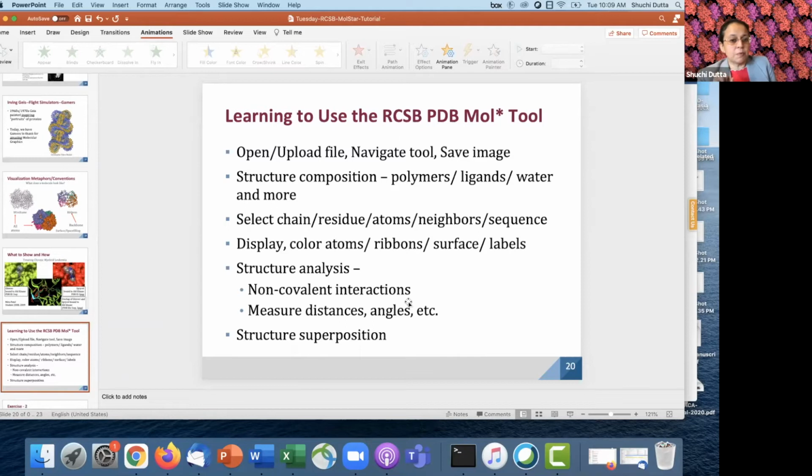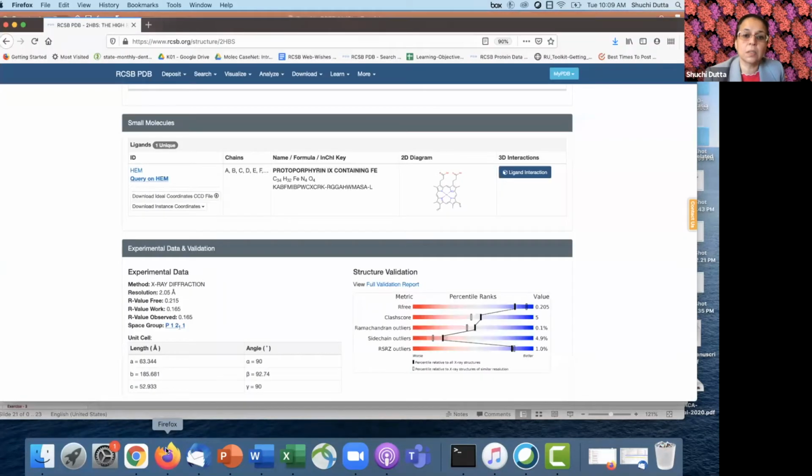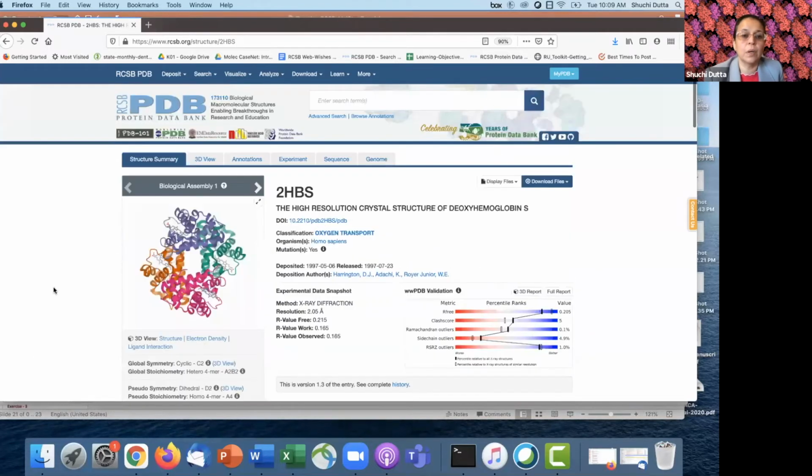Any questions before we jump into the MolStar tool? No? Okay. So in MolStar, what we are going to do is look at 4-HHP and try to do some selection and identification of what is going on around the heme groups. So let's get the structure up. So I'm going to go back to 4-HHP.